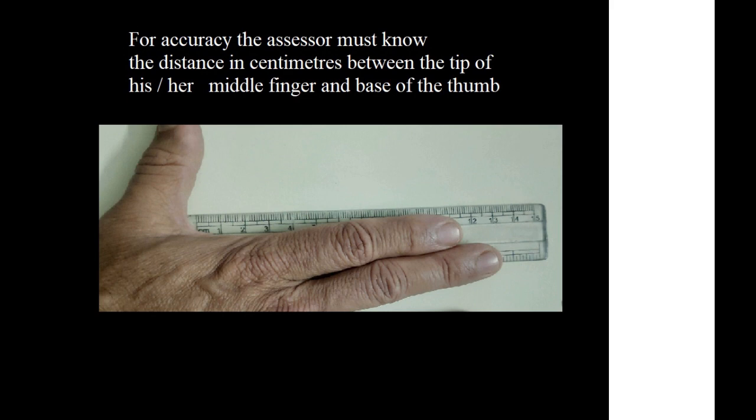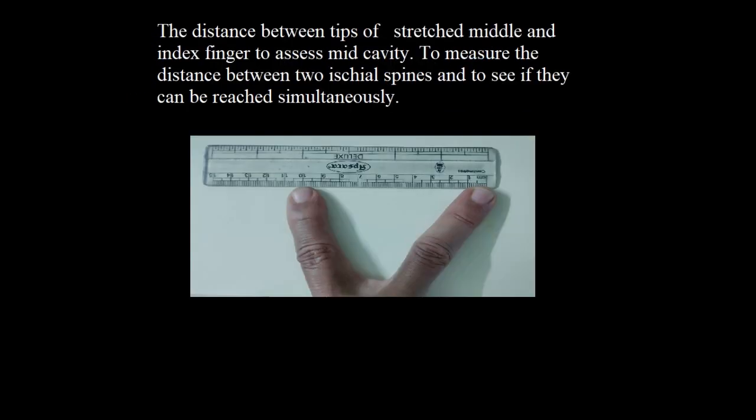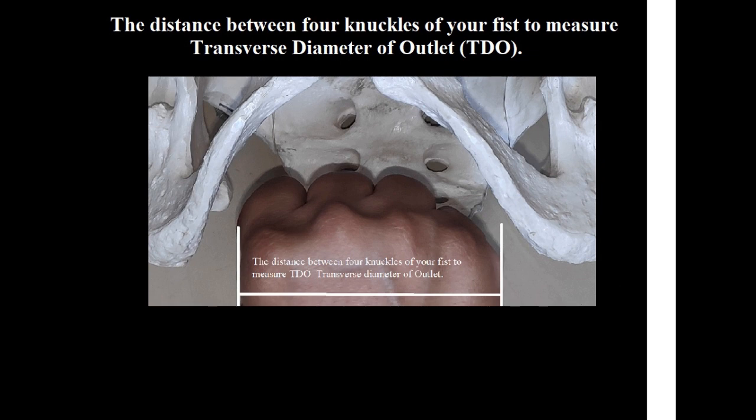For accuracy, the assessor must know the distance in centimeter between the tip of his middle finger and base of the thumb. Second, the distance between tips of two stretched middle and index finger to assess the mid cavity. And third, to measure the distance between two ischial tuberosities, he must know the distance between four knuckles of the closed fist.